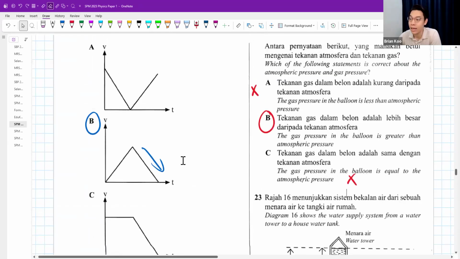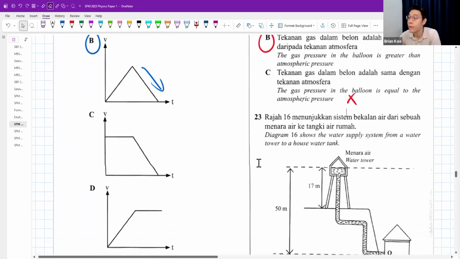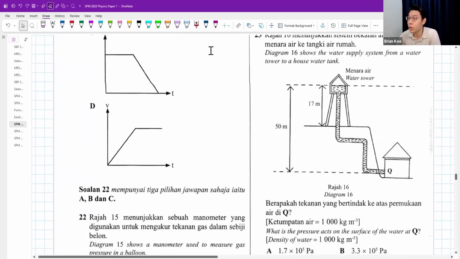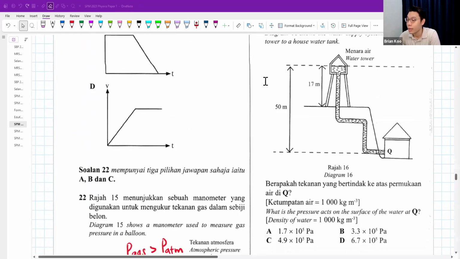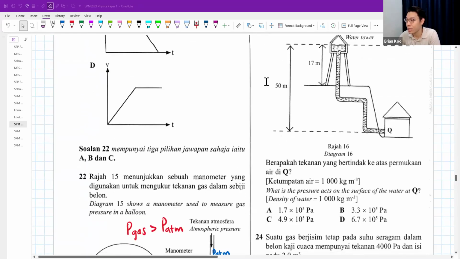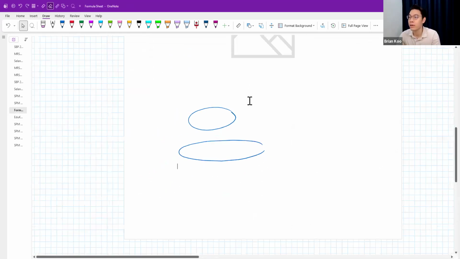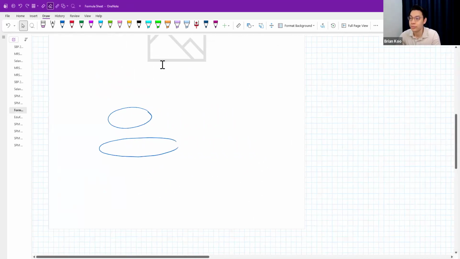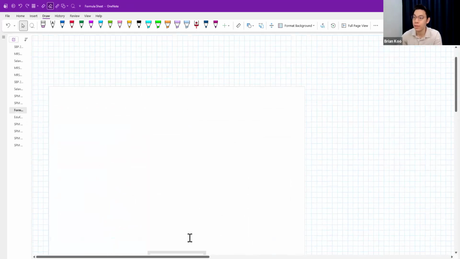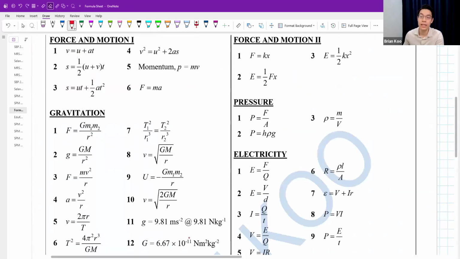Okay, then question 23. Diagram 16 shows the water tank supply system for a water tower to a house tank. What is the pressure that acts on the surface Q? This one, just make sure that the formula is given, by the way. You can look at the formula sheet for pressure. P equals H rho G. Okay, that's liquid pressure.